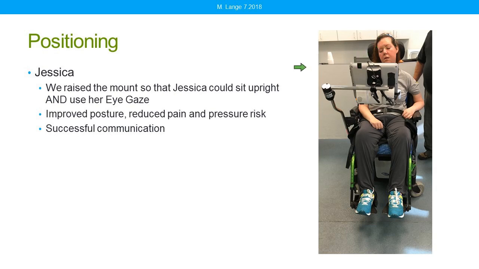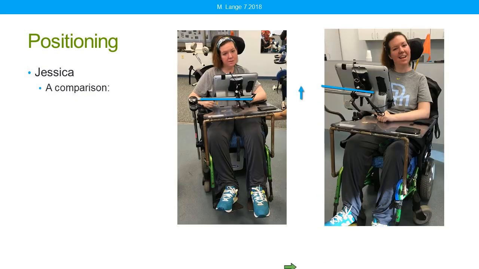This improved her posture, reduced her back pain, and reduced pressure risk, because we don't want to be sitting on our sacrum. We want to be sitting correctly. And she was still able to communicate. We certainly don't want our clients to be sliding forward simply because otherwise they can't access their device. So this is another example of how very, very important it is that the client is positioned well in relationship to their device. Let's look at a comparison here again. Here's Jessica slumped forward. It's a little hard to tell here.